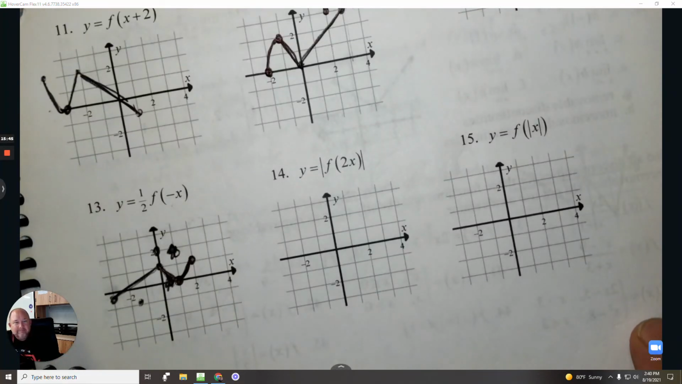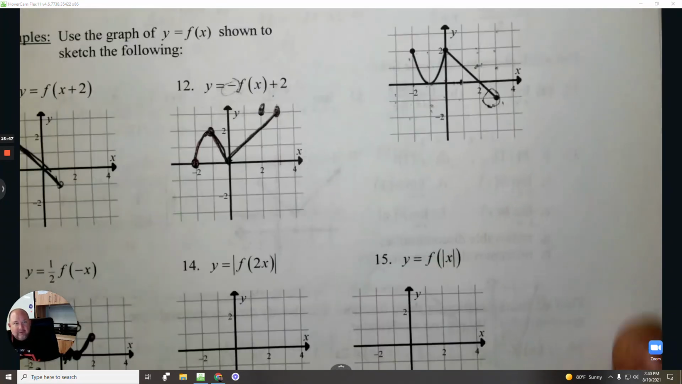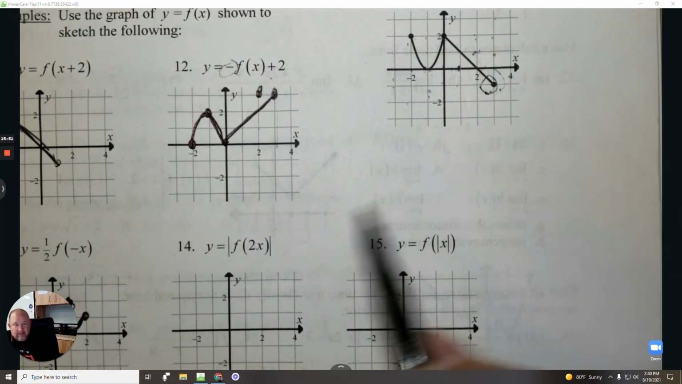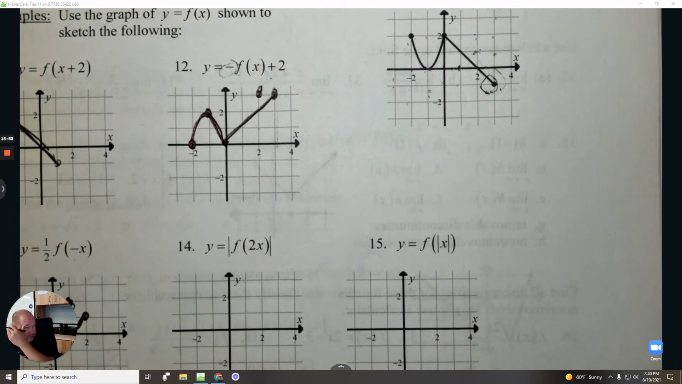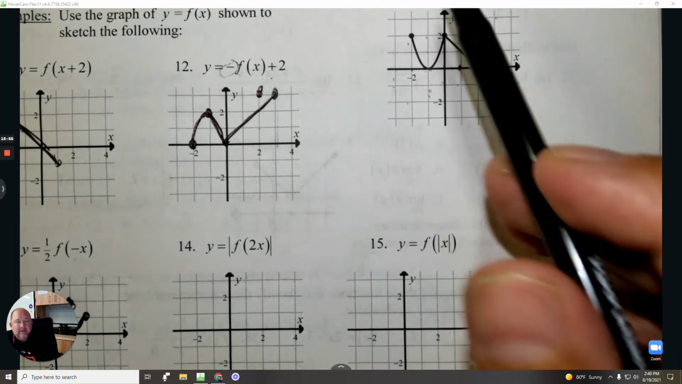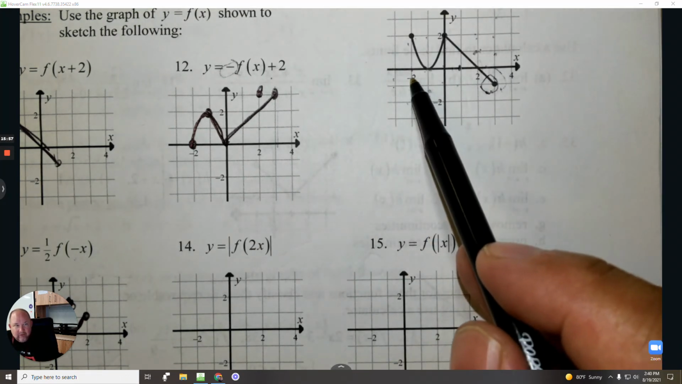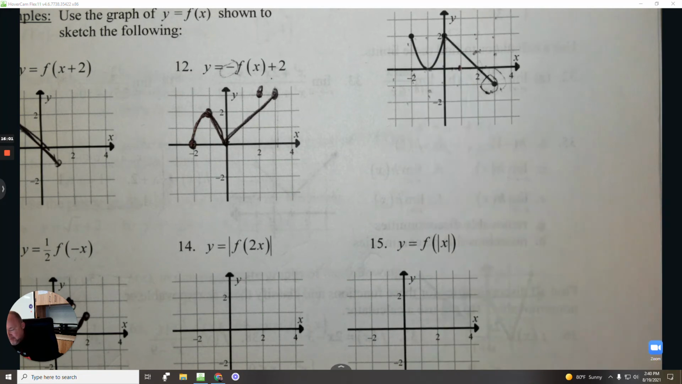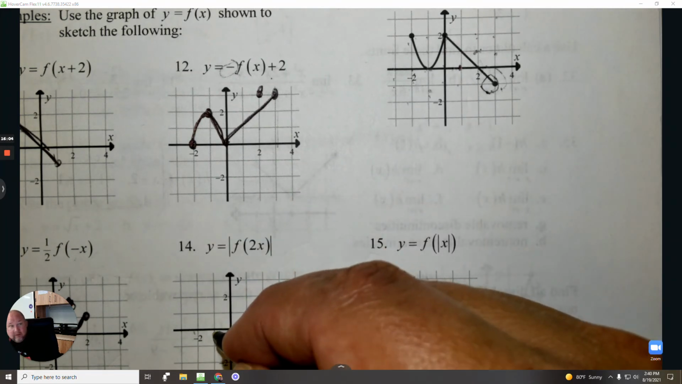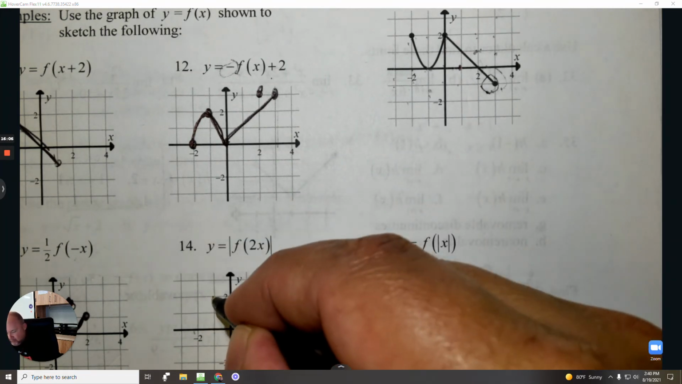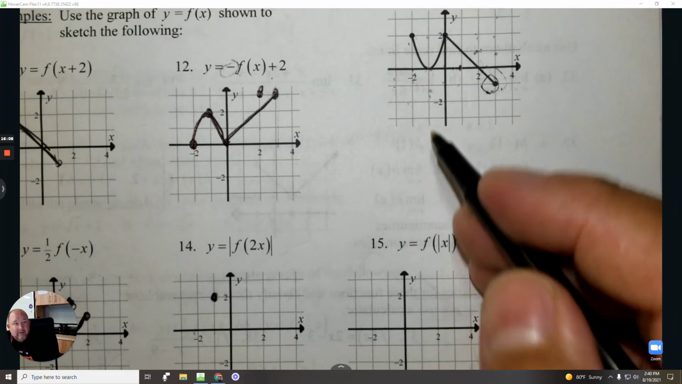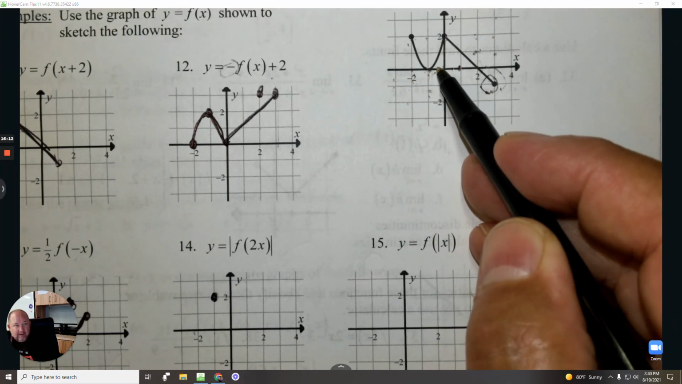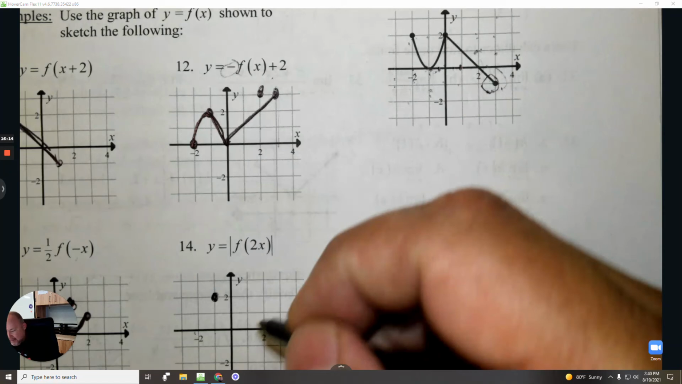Here it is. Number 14. So absolute value means anything negative gets reflected up. 2x actually means you half, it's the inverse, you half the x value. So for -2, half of it becomes -1. So -1, half the x value becomes -1/2.